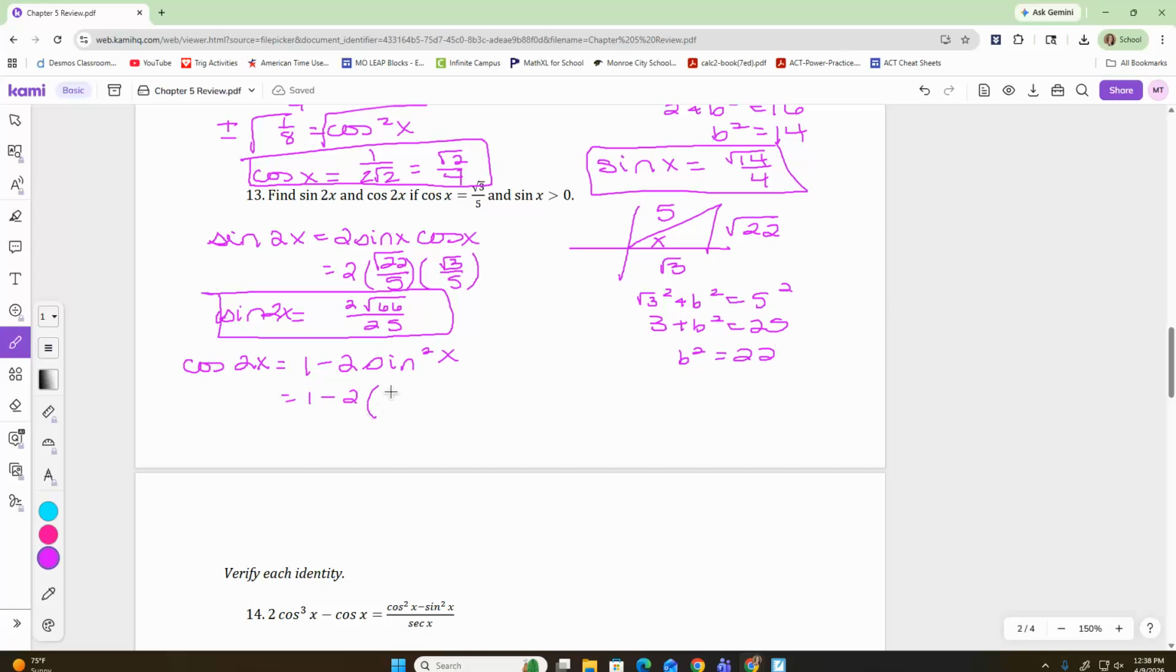So sine, opposite over hypotenuse, was radical 22 over 5 squared. So if I square that, that's 22 over 25. And of course, you could use the calculator if you need to. So that would give me 1 minus 44 over 25. So negative.